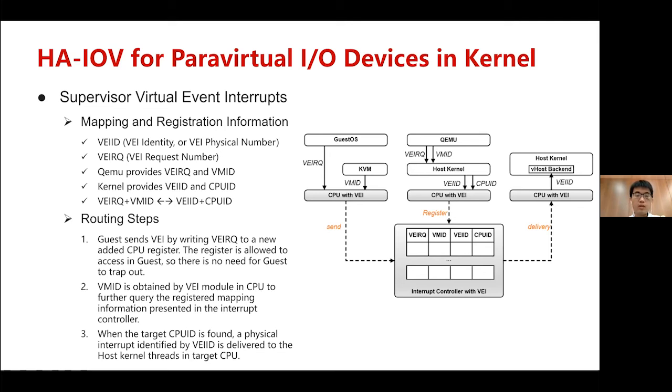More specifically, the following steps will be performed to send and deliver a supervisor VI. Firstly, the guest sends a VI by writing a VI request to a newly added CPU register. The register is allowed to be accessed in the guest, so there is no need for the guest to trap out. Then the VIID is obtained by the VI module in the CPU to further query the registered mapping information present in the interrupt controller. Finally, when the target CPU ID is found, a physical interrupt identified by the VIID is delivered to the host threads in the target CPU.